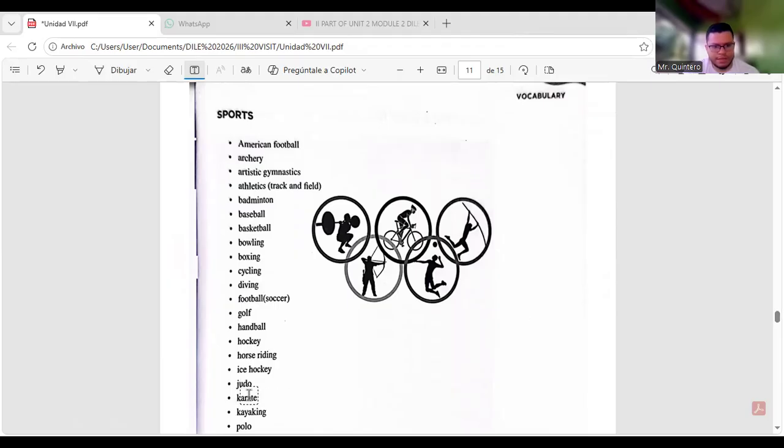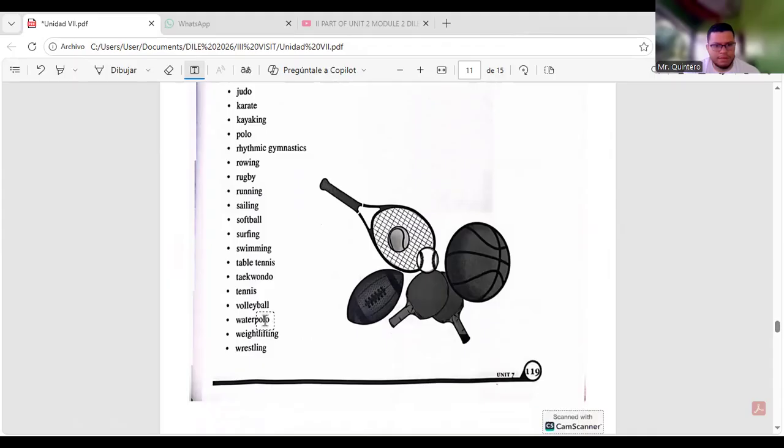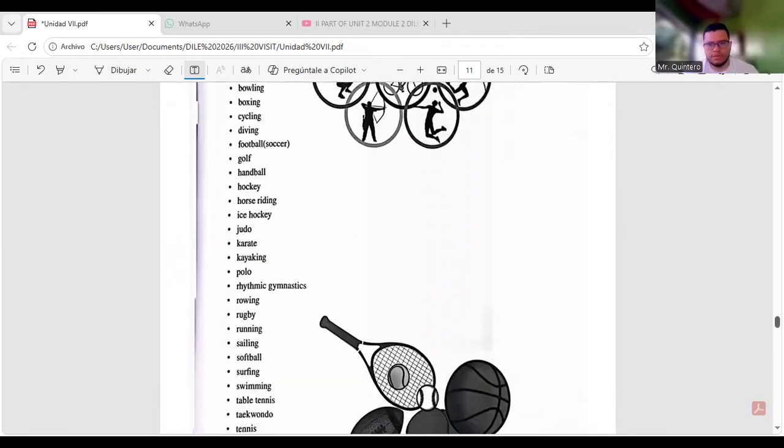judo, karate, kayaking, polo, and also we have right here rhythmic gymnastics, rowing, rugby, running, sailing, softball, surfing, swimming, table tennis, taekwondo, tennis, volleyball, water polo, weightlifting, wrestling. Y esos son diferentes deportes que tenemos.